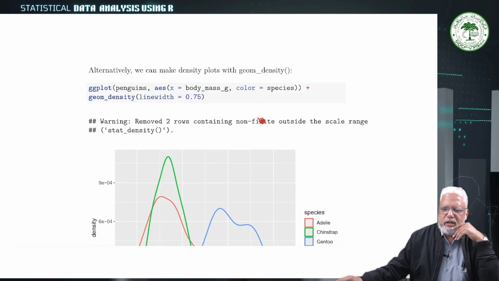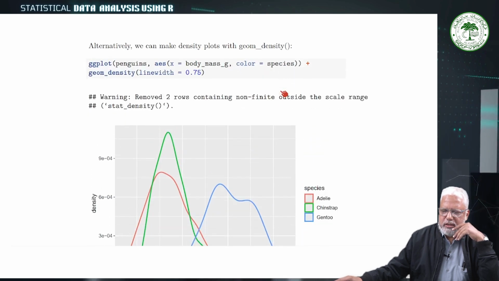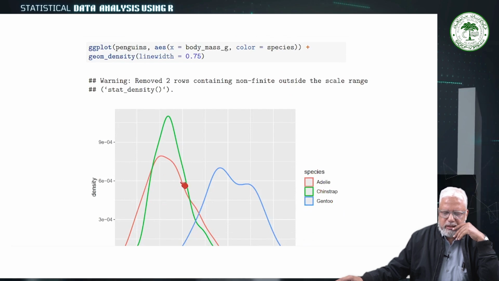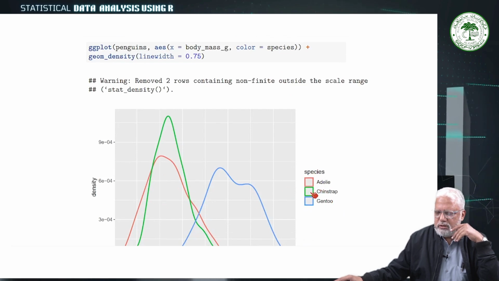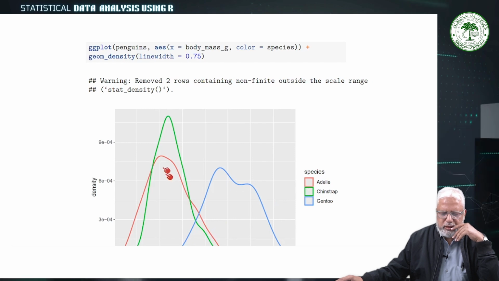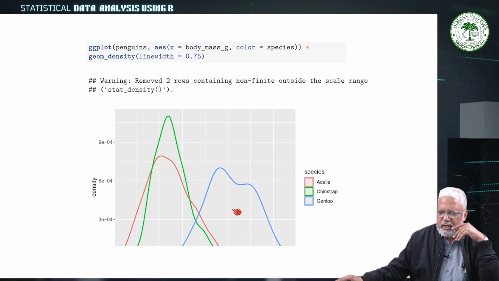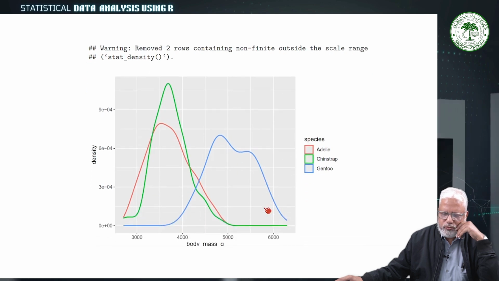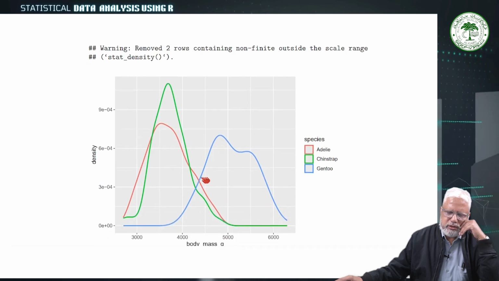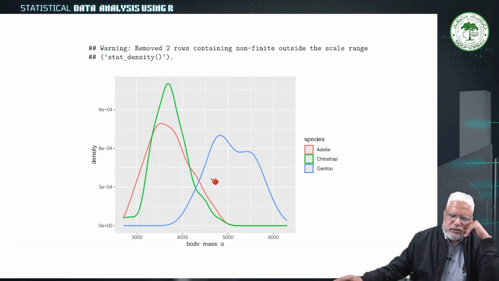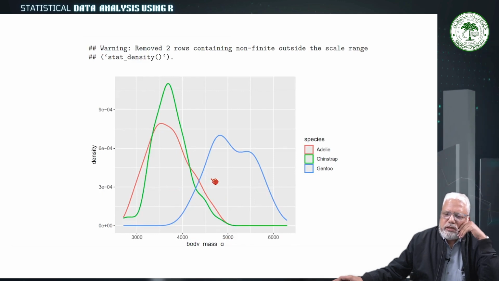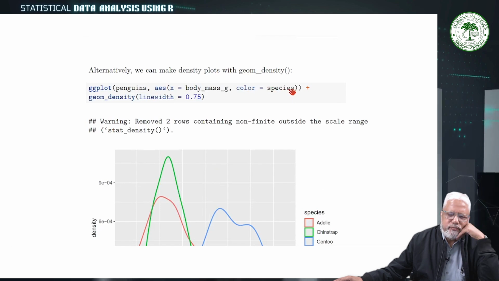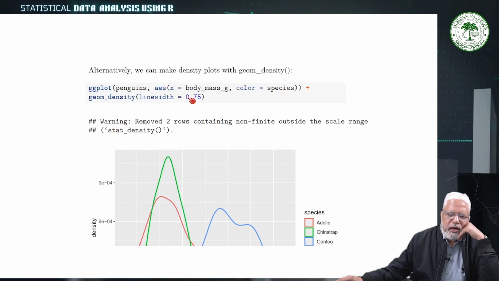Because color is equal to species, we have the species here. This is the density of Adelie, this is the density of Chinstrap, and this is the density of Gentoo. All these three densities are shown together because of the choice color equal to species.